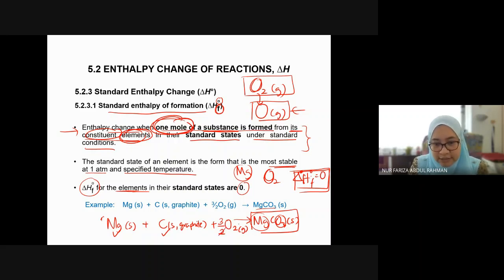So later bila kita cancel out, kita darab, kita akan dapat 3 oxygen, which is the same as on the product side. So this is the enthalpy of formation. Bila you letak dekat sebelah ni, berapa dia punya jumlah, that would be the thermochemical equation for the standard enthalpy of formation.